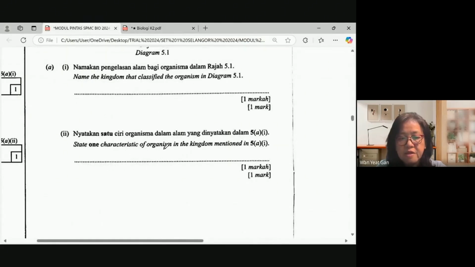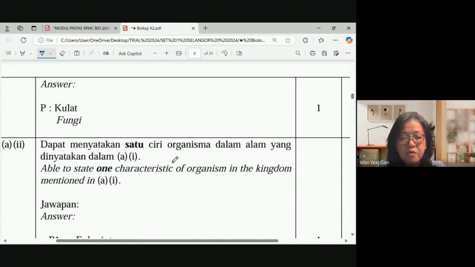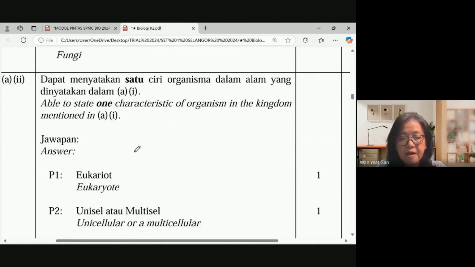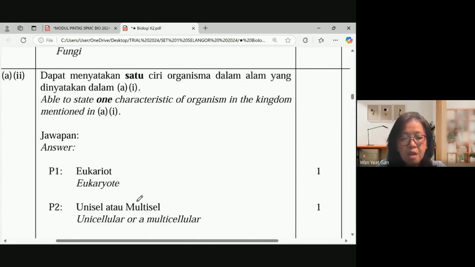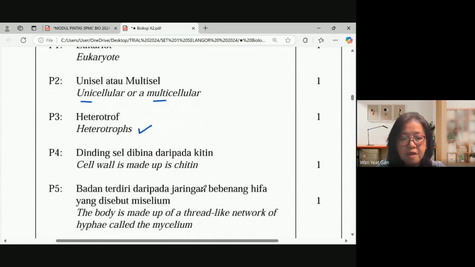State one characteristic of organism in the kingdom mentioned in 5A1. Now, fungi is a eukaryote. Eukaryote meaning it has a nuclear membrane, it has membrane-bound component cell. It can be either unicellular or multicellular. Unicellular, like for example, yeast. Multicellular are like mushroom. Okay, they are heterotroph. They cannot synthesize their own food.